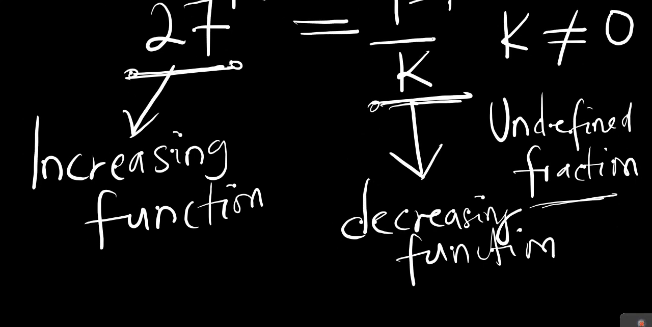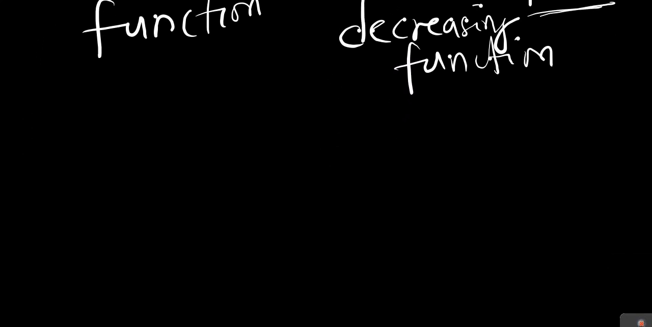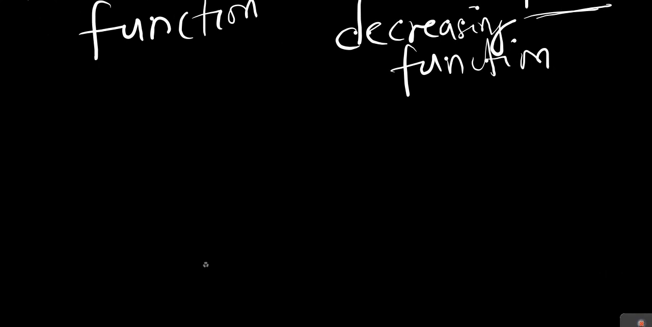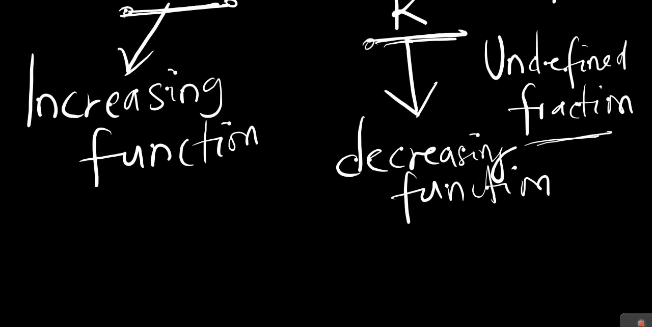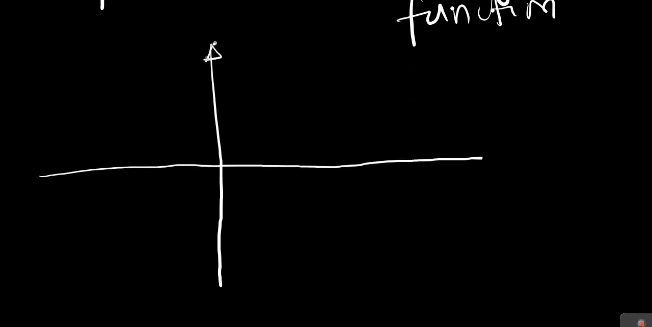So right now we have two functions: an increasing function and a decreasing function. We have established that 27 power k is an increasing function and 1 over k is a decreasing function. Now, let's go ahead and plot the graph of these functions. The graph of an increasing function goes like this, while that of a decreasing function comes this way.